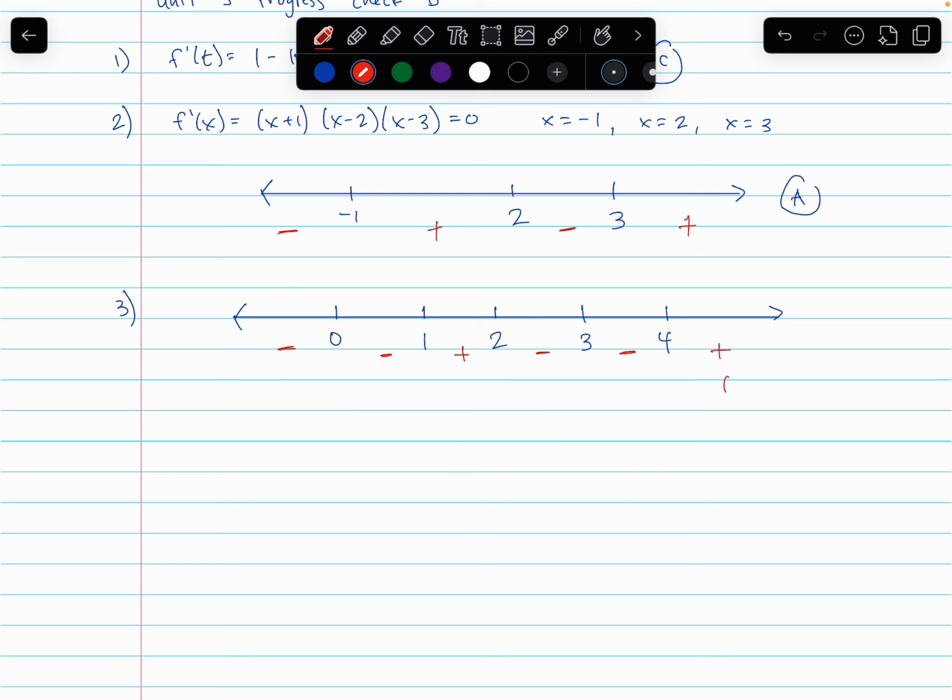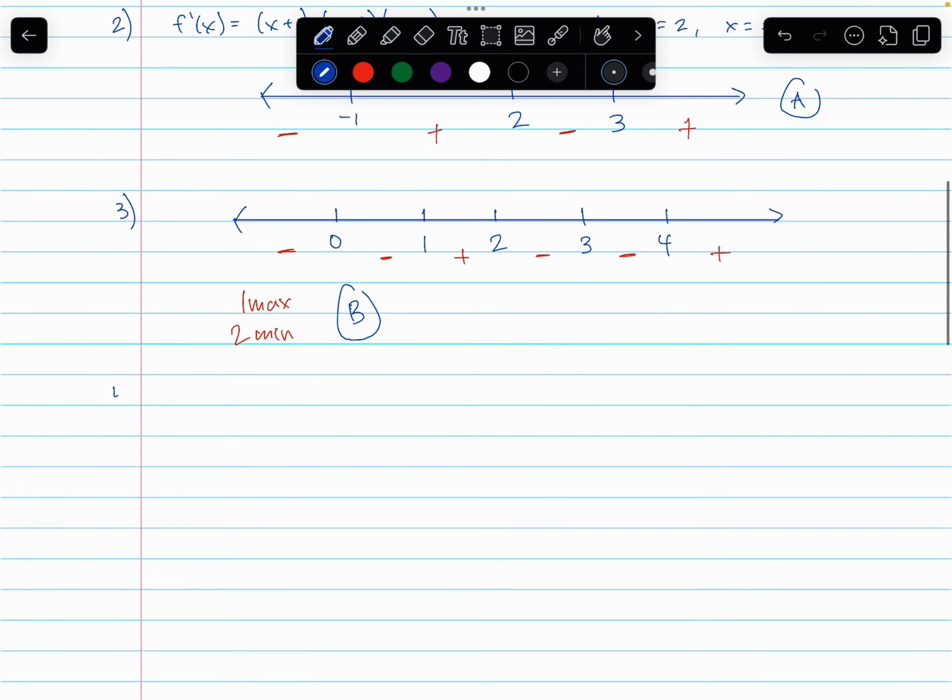So 1 max and 2 minimums. So A, f has 1 relative minimum. No. B, f has 2 relative minimum. Yes. And 1 relative maximum. Yeah. So that's B. Just to make sure, C, f has 2 relative minimum. Yes. And 3 relative maximum. No. D, f has 3 relative minimum. No. 3 relative maximum. No. So yeah, it's got to be B.